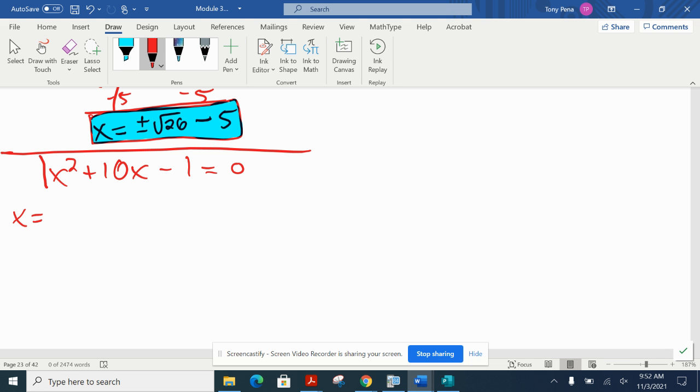This is a negative 4. Try to break it down.